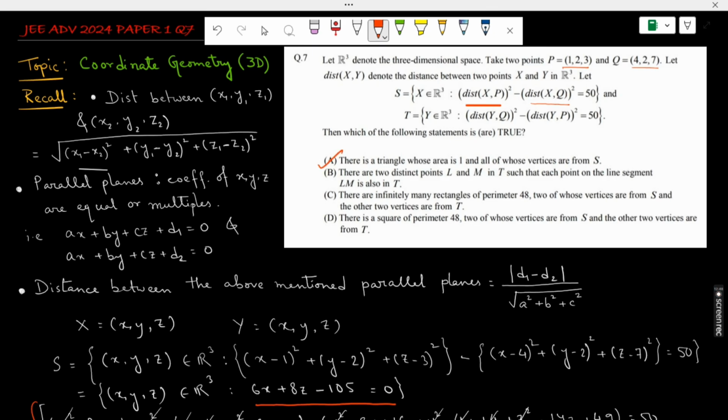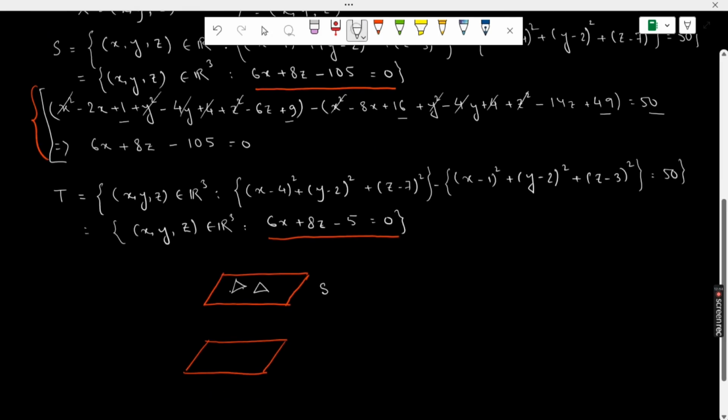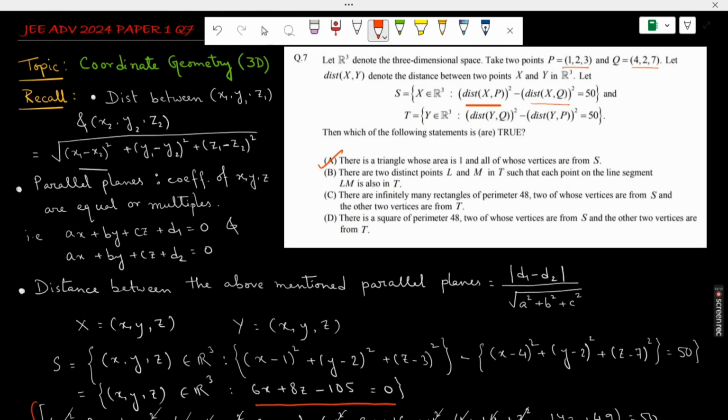So there is a triangle whose area is 1 and all of whose vertices are from S. This is correct. Now if we take 2 points L and M anywhere in the T plane, and join them, any point on that line will obviously be on that plane. So there are two distinct points L and M in T such that each point on the line segment LM is also in T. Obviously correct.